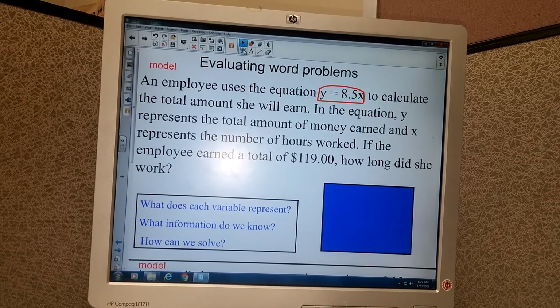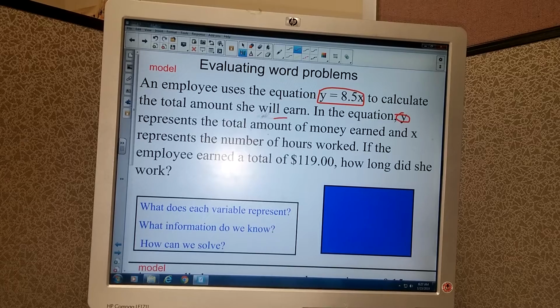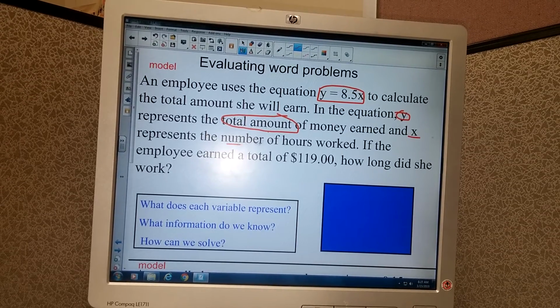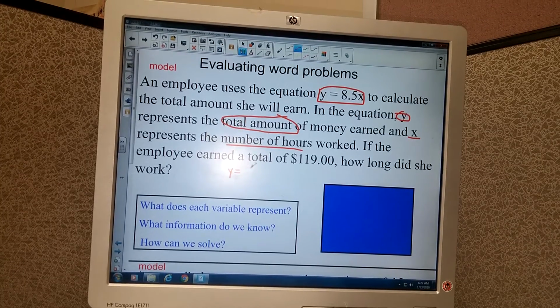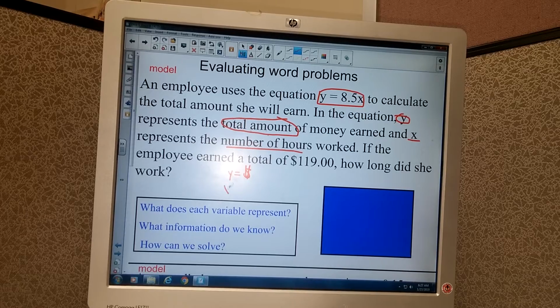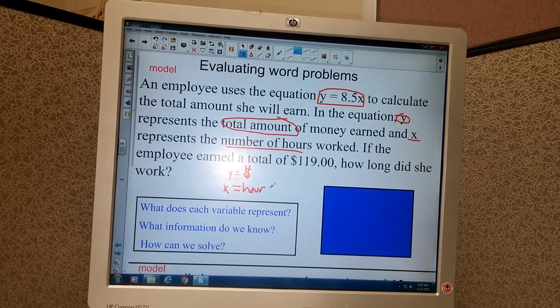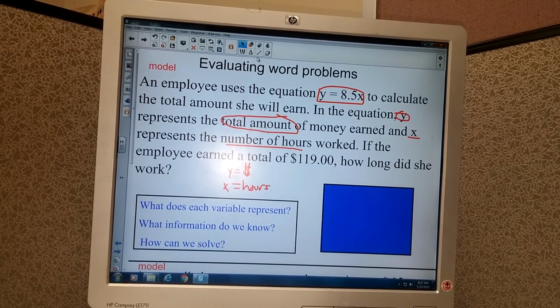In the equation, y represents the total amount earned. That's key. Y is the total amount earned, and x represents the number of hours. So we have 2 variables, y, which is money, tells us that right in the problem, x, which is hours or time. Again, it tells us that right in the problem. If the employee earned a total of $119, how long did she work?